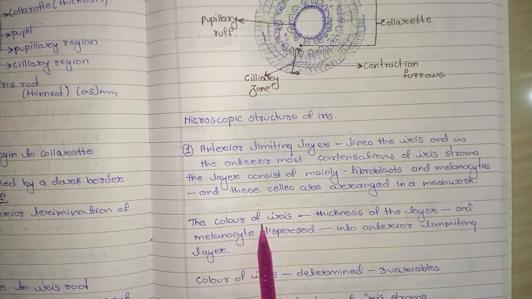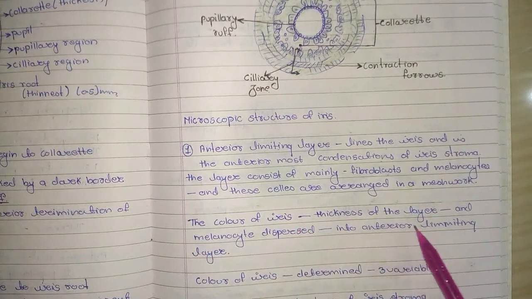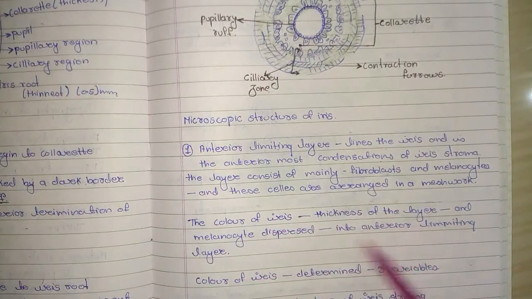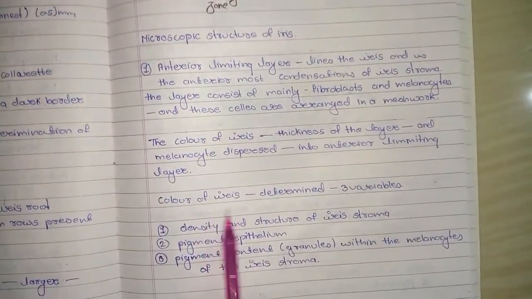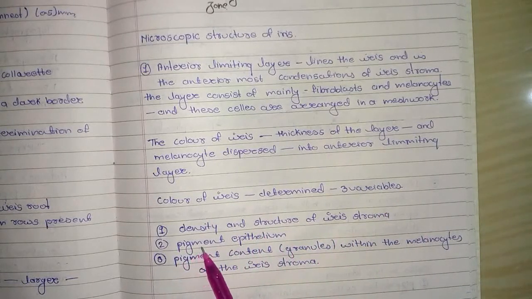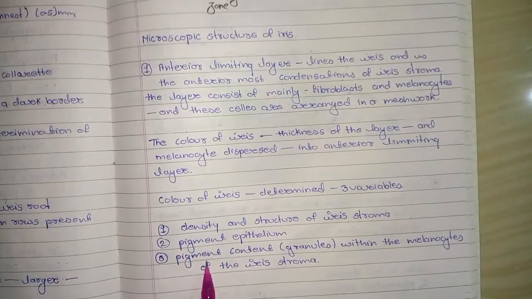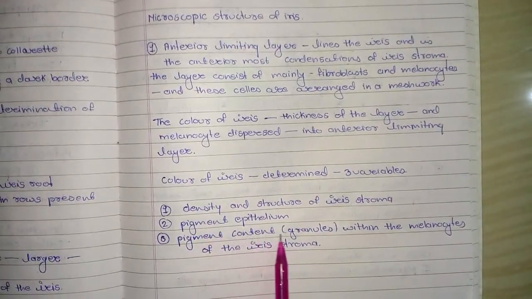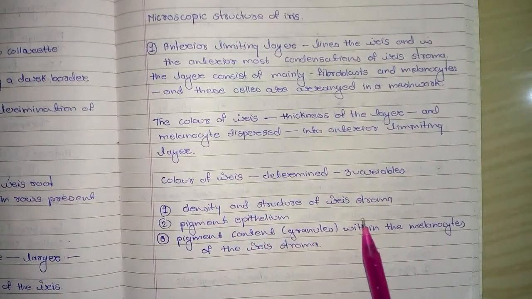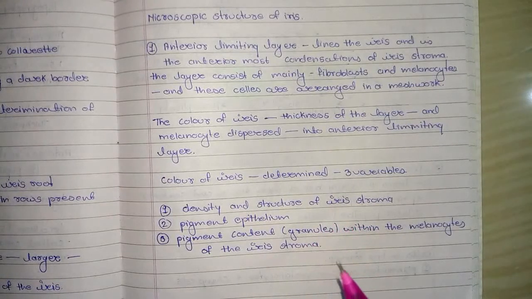Now the color of the iris depends on the thickness of the layer and the melanocytes disposed in the anterior limiting layer. The color of the iris is largely determined by three variables. First is the density and structure of the iris stroma. Second, the pigmented epithelium. Third, the pigment granules contained within the melanocytes of the iris stroma. And one more important point, the neovascularization of the iris, which occurs in the anterior limiting layer.